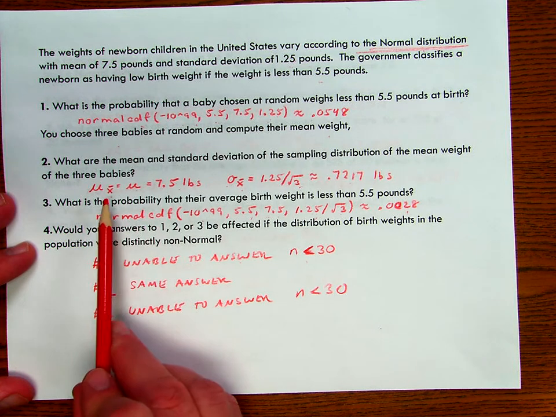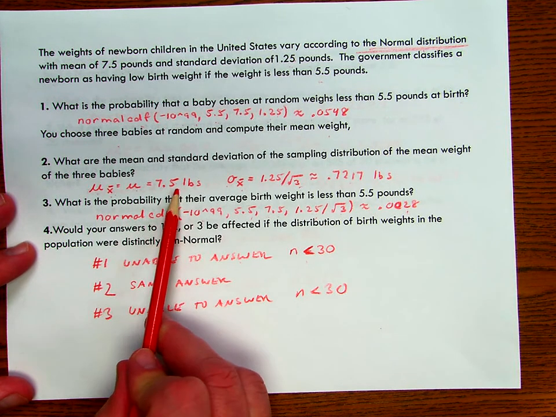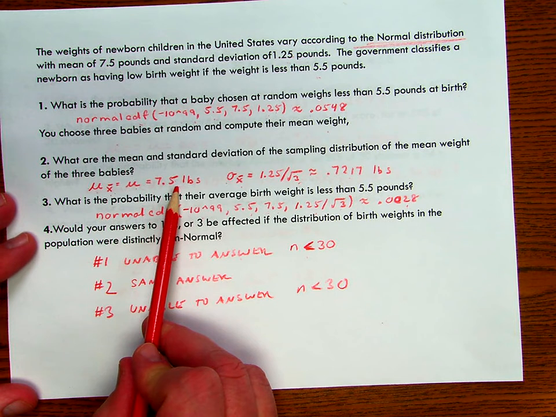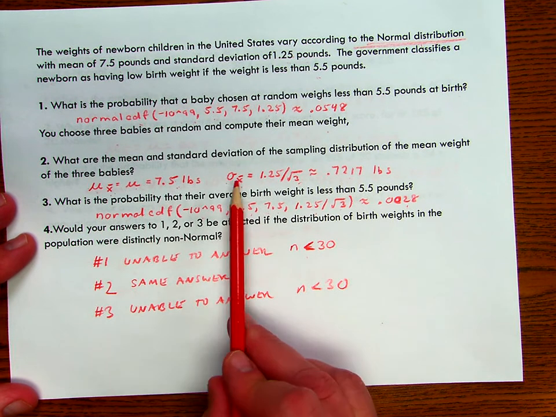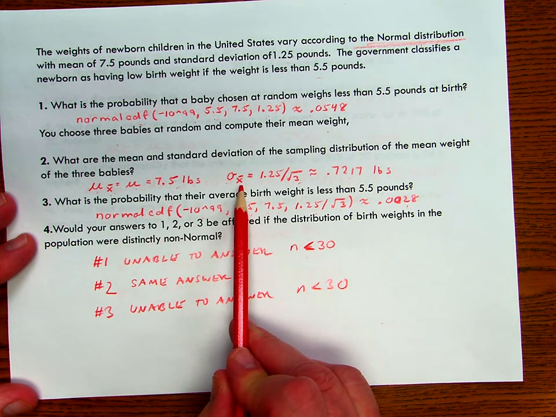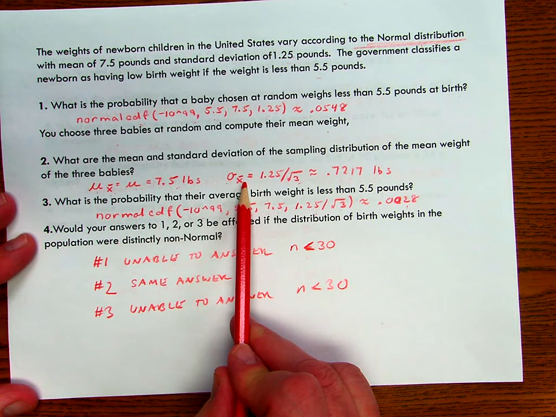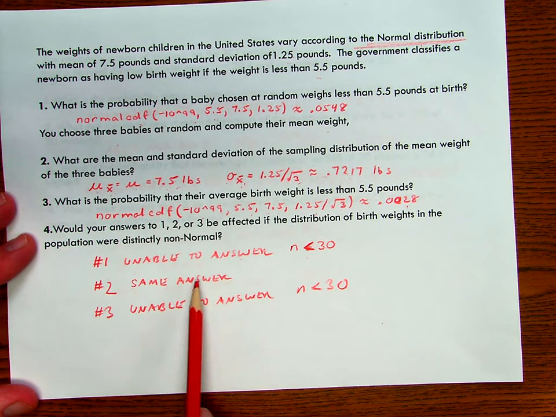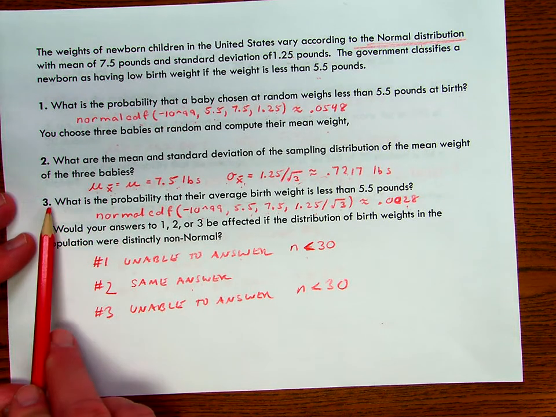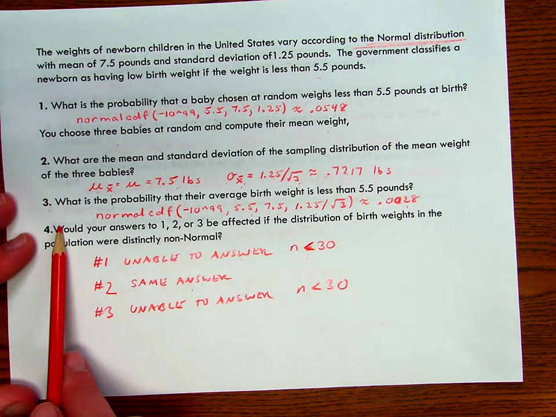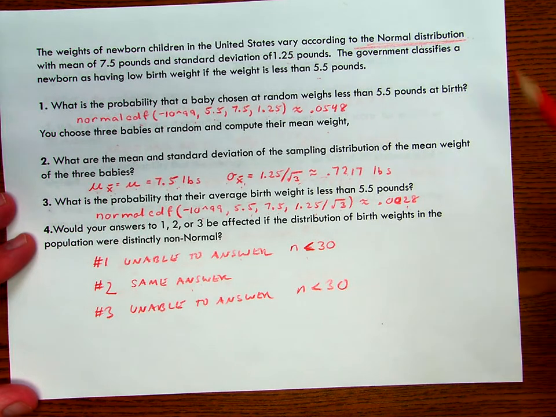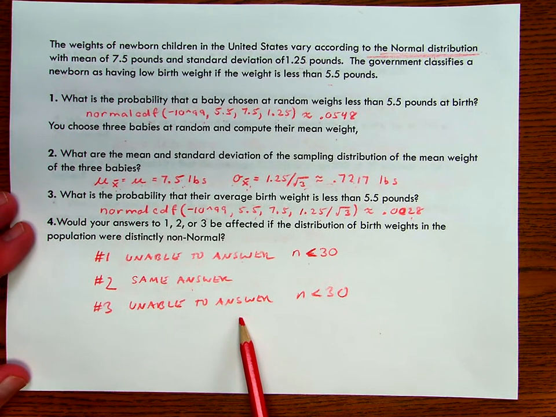Okay, number 2, the mean of the sampling distribution is always equal to the population mean, regardless of shape, regardless of sample size. This is based on not sampling more than 10% of the total population. Since we're not sampling more than 10% of the total population, that would also remain the same. So those would be the same answer. We can't answer number 3 for the same reason we couldn't answer number 1. If our population distribution is not normal, then we have to have a sample size of at least 30 to be able to answer that question.